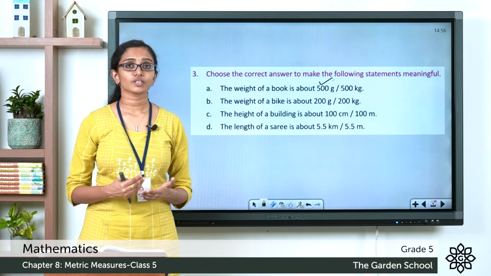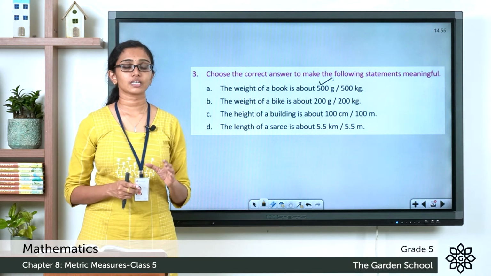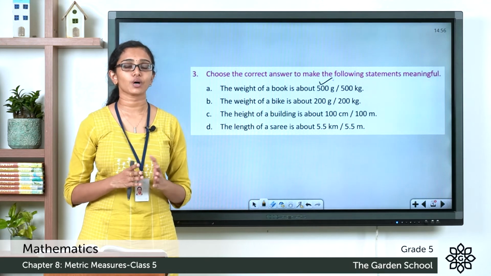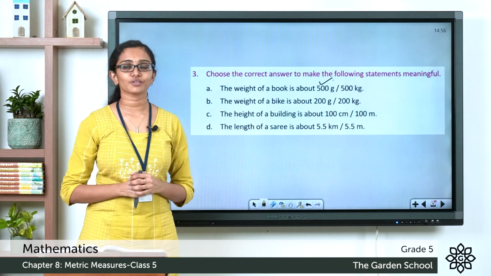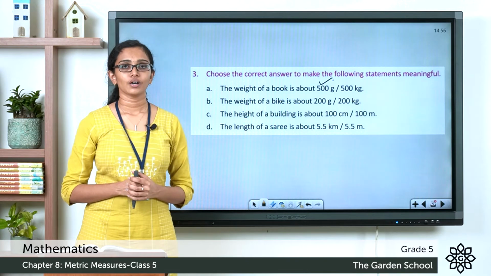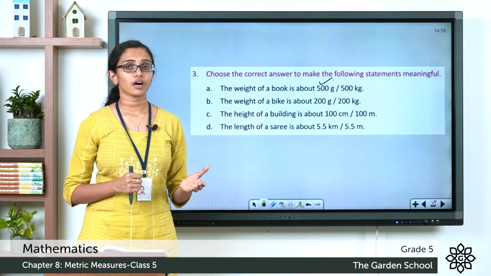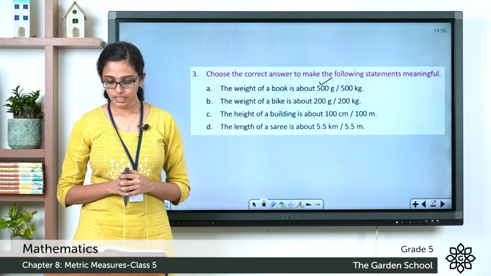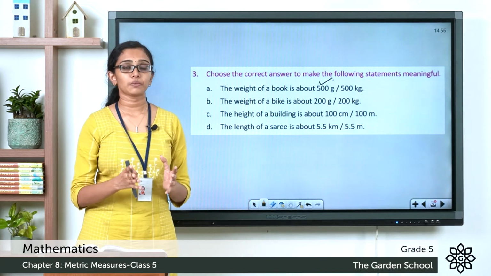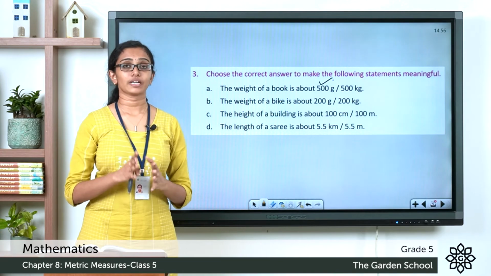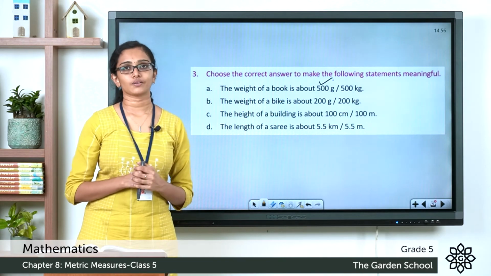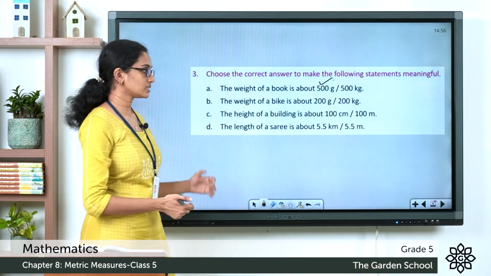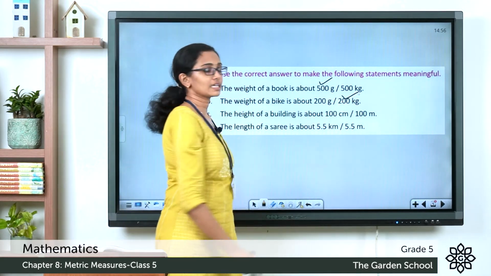The second one, the weight of a bike is about 200 gram or 200 kilogram. So when you buy groceries at home, have you noticed these 250 gram packets or 200 gram or 100 gram packets of different types of curry powders or something? Have you noticed? So those packets may be around 250 or 200 grams each. You can use that as a reference. Now, would it be having the same weight as that of a bike? No, it would definitely be more than 200 gram. So a bike may weigh 200 kilogram. So let's take that option, 200 kilogram.